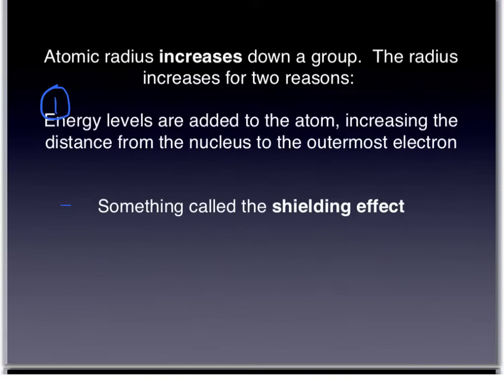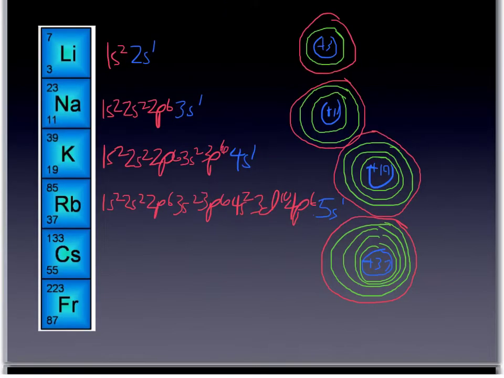And then the second thing is something called the shielding effect. So let's take a closer look. Okay, so as we go down a group, atomic radius increases. So here are the alkali metals: lithium, sodium, potassium, rubidium, cesium, and francium. I'll do the first four. So take a look at lithium.